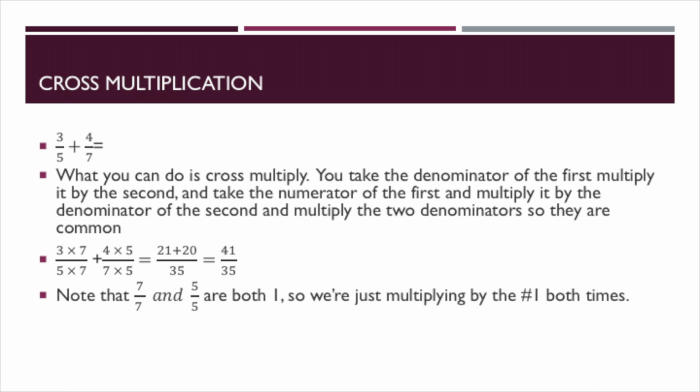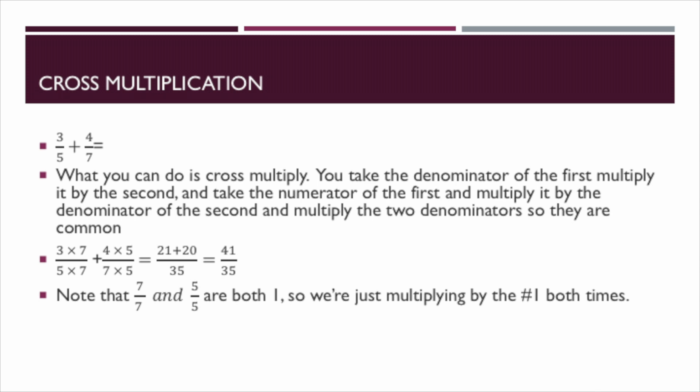So in this case, you're going to do 3 times 7, and you're going to do 4 times 5, and then you're simply going to multiply the denominators together. So you're going to do 5 times 7 and 7 times 5, so you'll notice that they're both 35. And we now take the 3 times 7, which is 21, and the 4 times 5, which is 20, and we add them together.